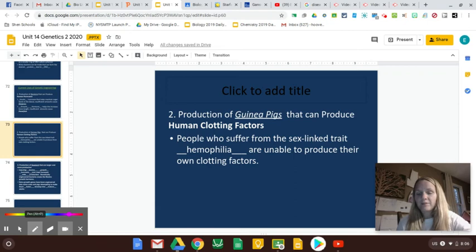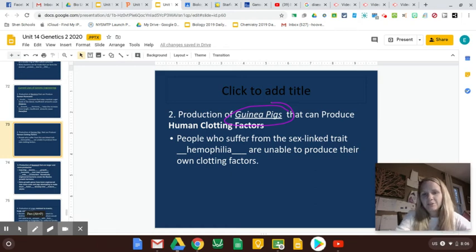Another example of how we've used this for good is that we used guinea pigs. We genetically engineered them so that they would make clotting factors for people who have hemophilia. People with hemophilia have blood that doesn't clot, so they can't do any activity because they could bleed to death from a little cut, because their blood won't clot and stop bleeding. So we've used guinea pigs to create that human clotting factor for us, again, by cutting out the DNA that we wanted out of our own DNA and inserting it into their DNA.